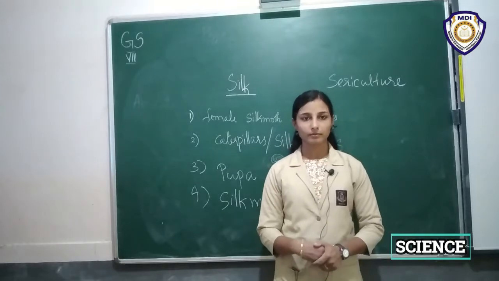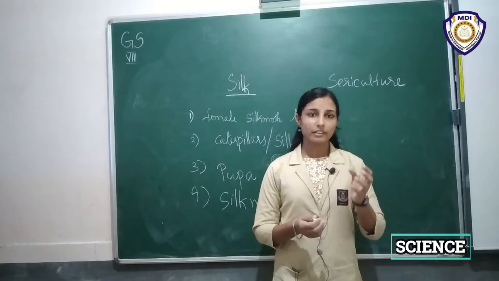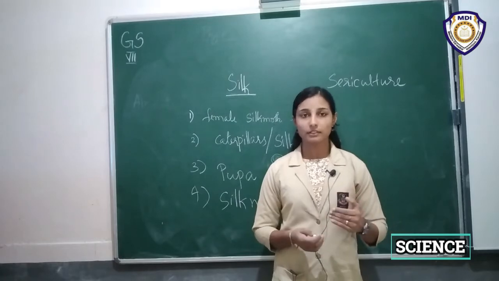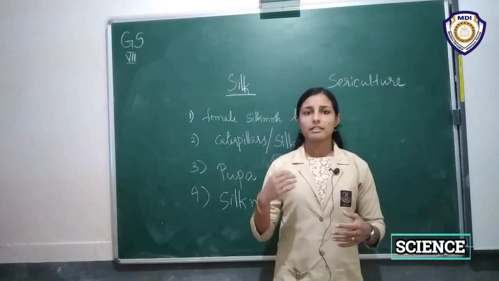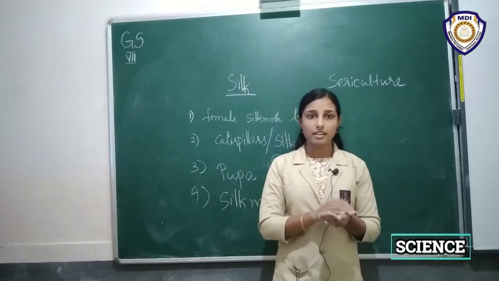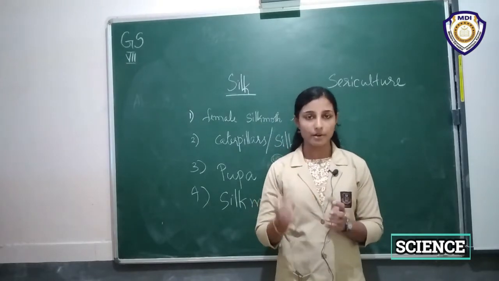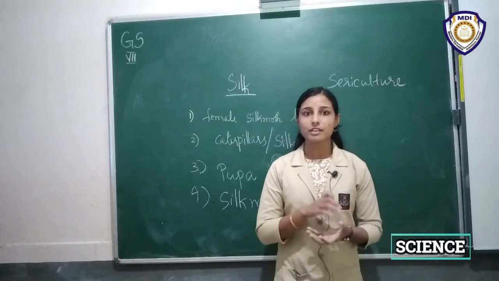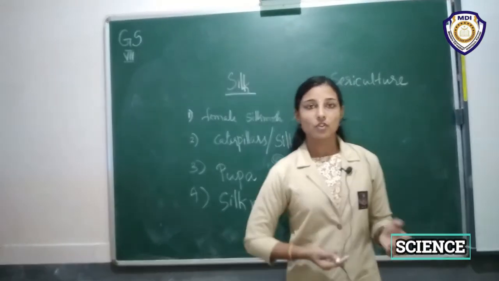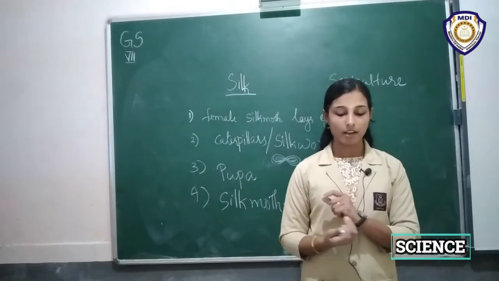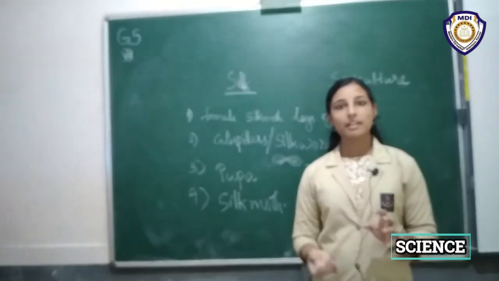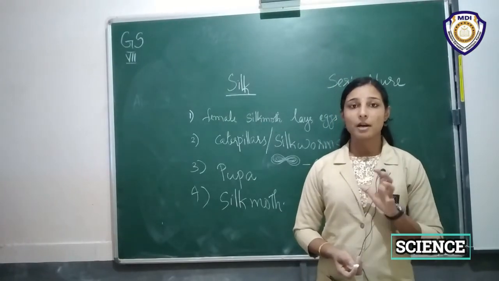Rearing of silkworms: first, they collect the eggs laid by the silk moth. It will lay hundreds of eggs at a time. They carefully collect those eggs and give them to the silk worm farmers. They will give suitable conditions to those eggs and to grow these caterpillars. Then the caterpillars eat fresh mulberry leaves.